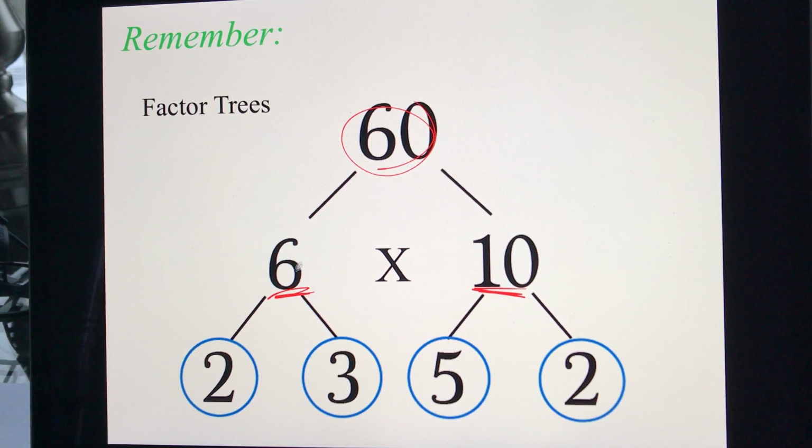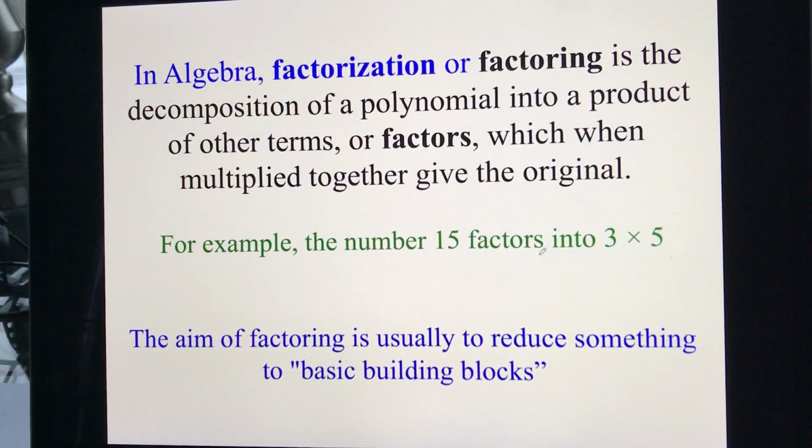And then you would keep going and say, well, what numbers multiply together to give me 6? Well, 2 times 3. And what numbers multiply together to give me 10? 5 times 2. So you've probably seen factor trees before. For us in algebra, this definition of factorization means the decomposition or the breakdown of a polynomial into a product. So multiplying a product of other terms or factors, which when multiplied together give the original, put you back to the start.